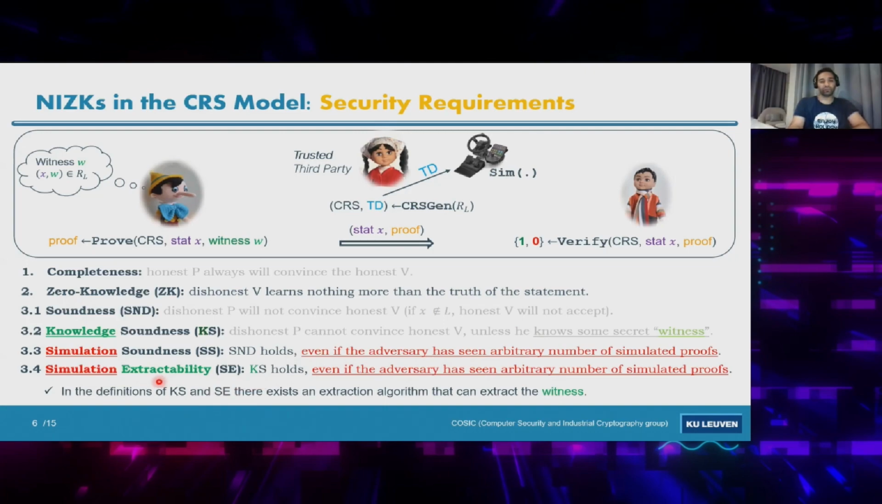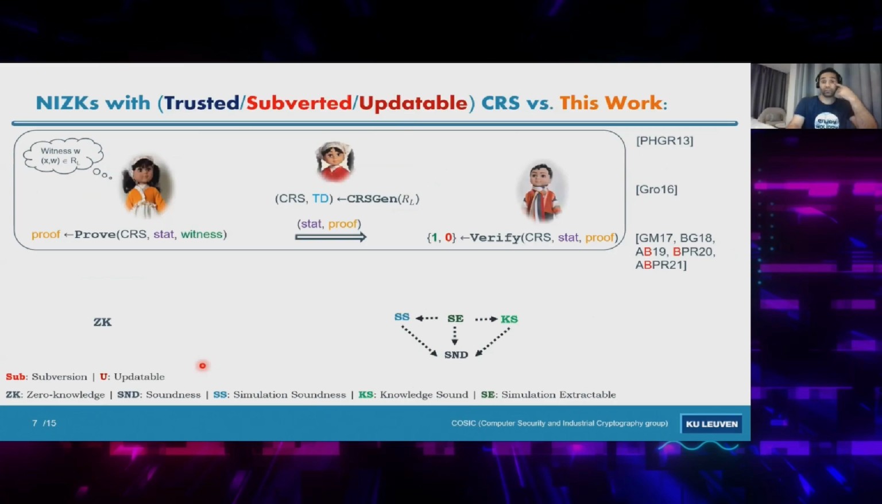And to prove that some protocols achieve knowledge soundness or simulation extractability, we expect to construct an extraction algorithm that can extract a witness from the adversary. So these notions that we just reviewed are usually achieved under a trusted setup phase in the CRS model. But what happens if this lady is not honest, and she is malicious, let's say a malicious CRS generator?